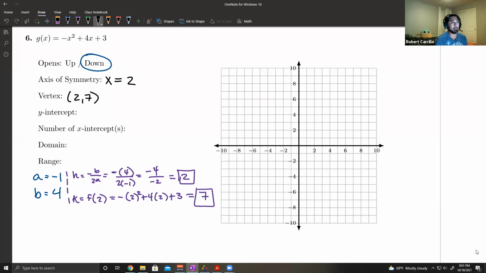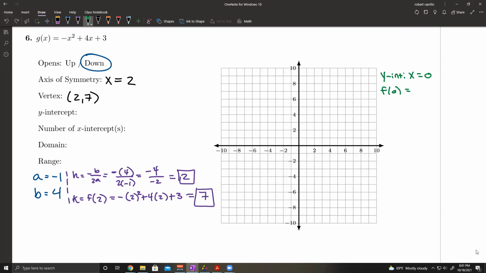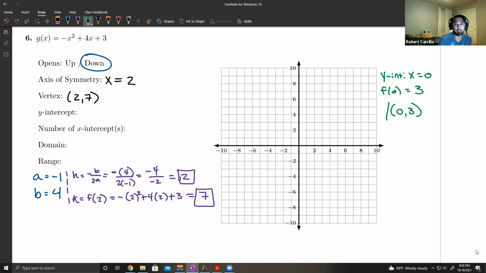Okay, now find the y-intercept. Just do that over here again. Let x equal 0. And if x is 0, what are we left with? 3. Good. So we get 0, 3.